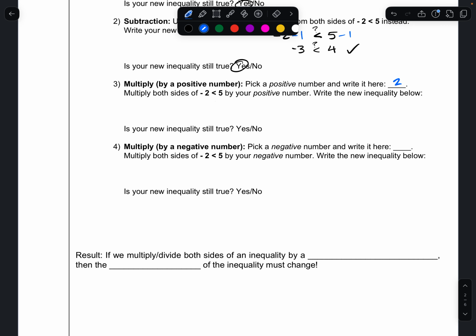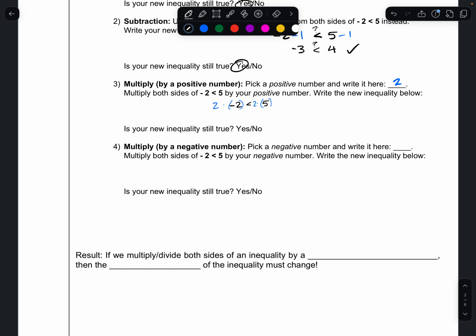Multiply both sides of our inequality by a positive number. So our inequality was negative 2 is less than 5. I'm going to multiply both sides of the inequality by my number I picked. You should multiply by your number you picked.